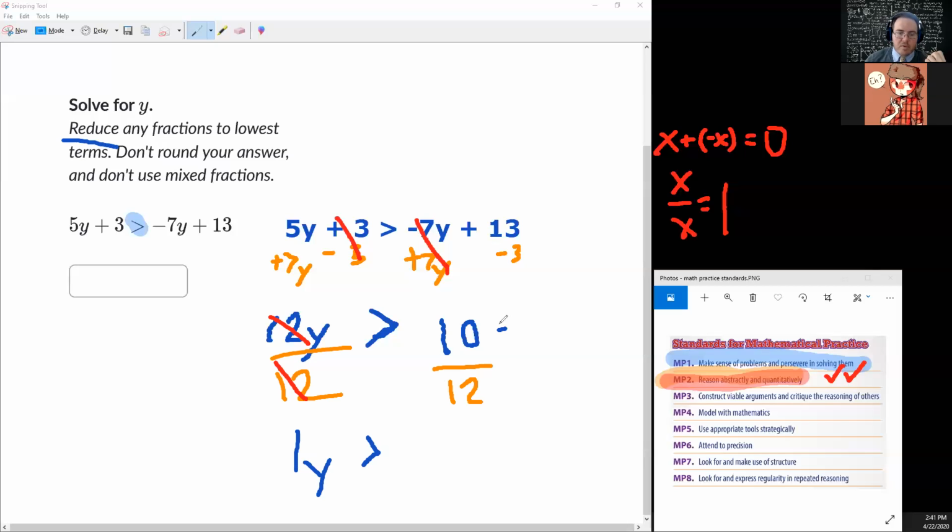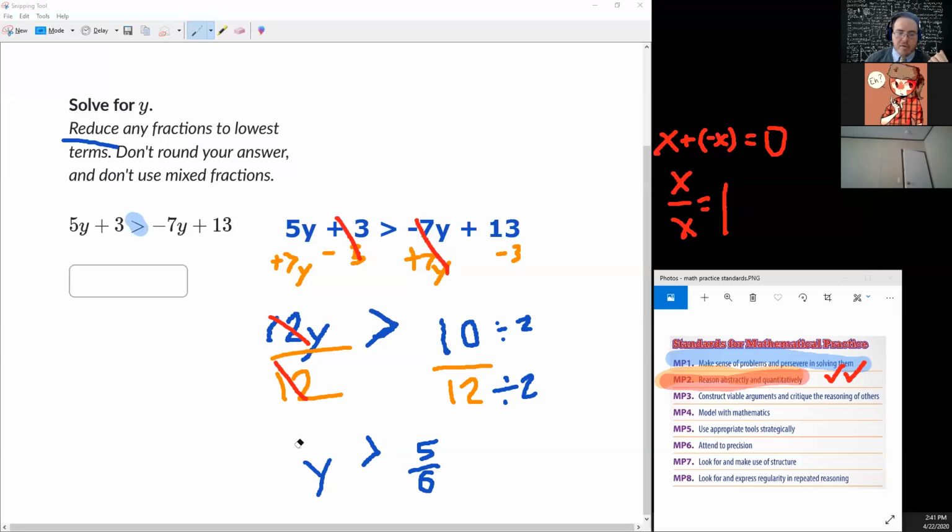So 10 and 12 can both be divided by 2. So 10 would be 5, 12 would be 6. So 1y is greater than 5/6. And to be honest, I am kind of lazy. I'm not even going to bother with that one. So it's just y is greater than 5/6. So if you were answering this in your lesson, what you would have to type in, and it gives you the tools to do this, you type in the letter y, you put in the greater than symbol, and 5/6.